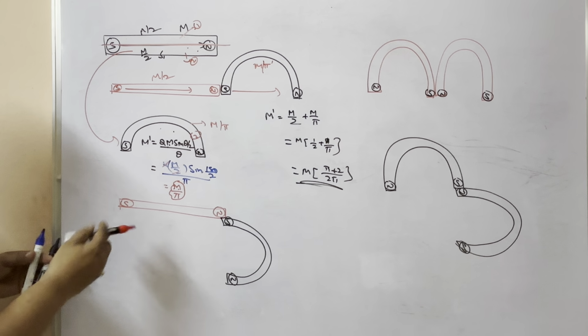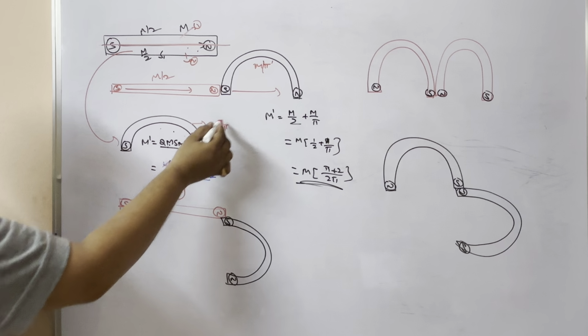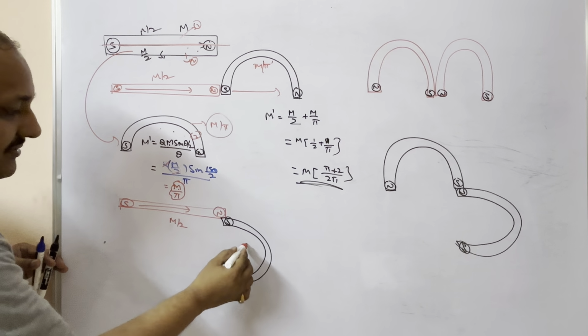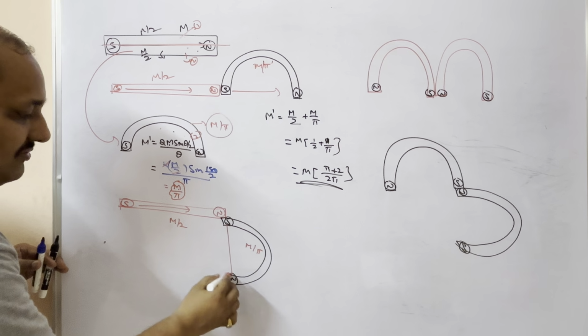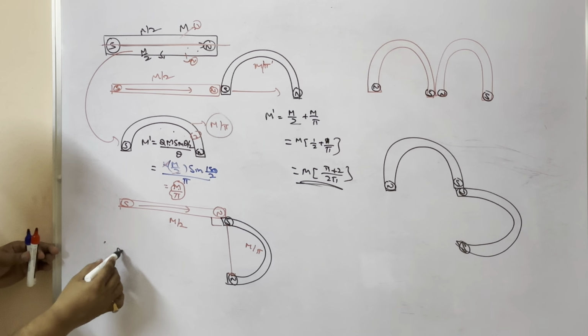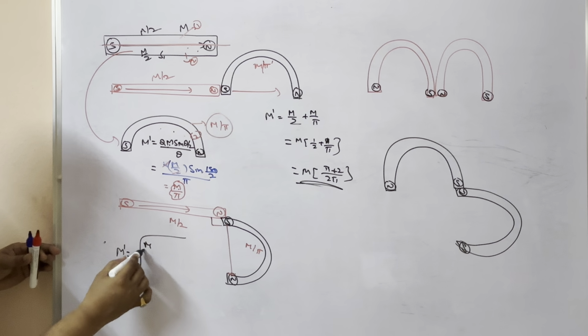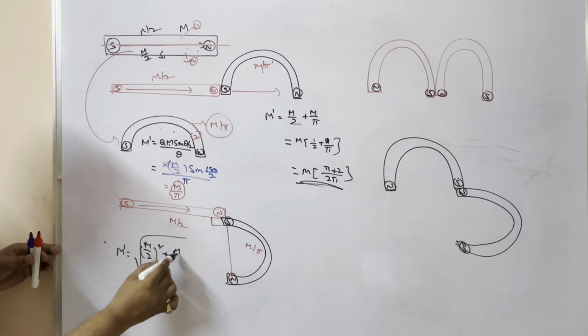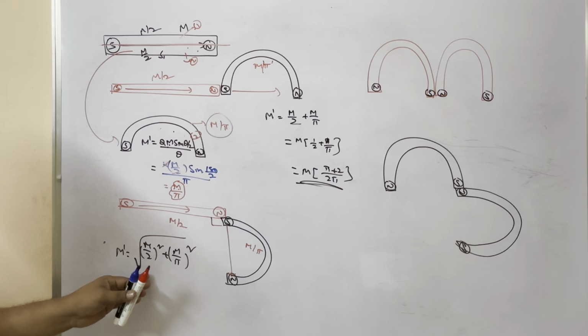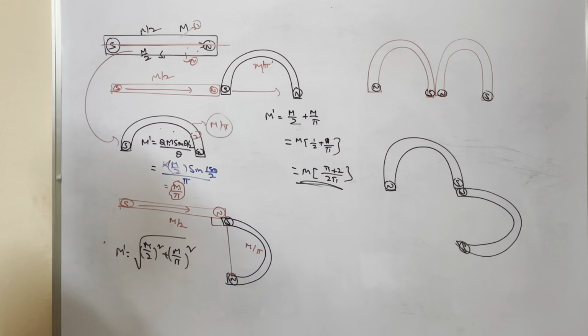Next, for this, already we calculated this semicircular one is m by pi. So this is south to north, m by 2. This is m by pi, south to north. What is the angle here? 90 degrees. 90 degrees means how do we find the resultant? Root of m by 2 whole square plus m by pi whole square. Again, you should not ask how this formula came. Already we discussed it in previous classes.